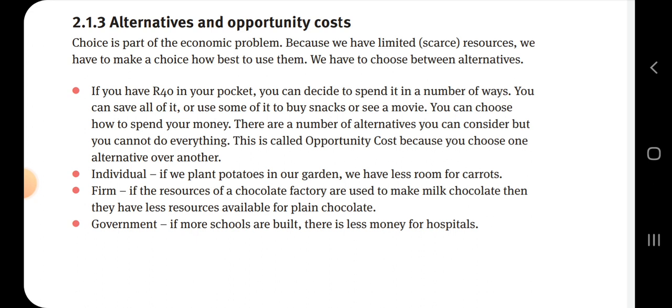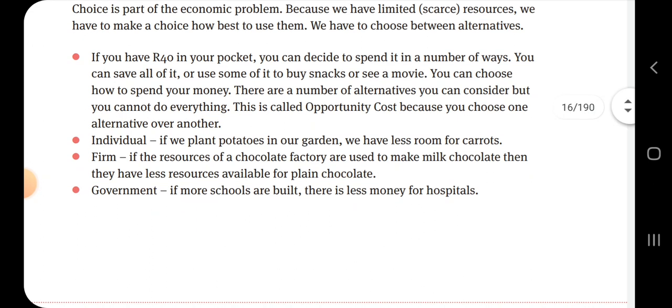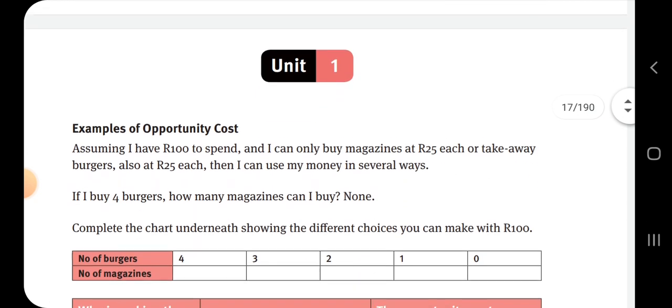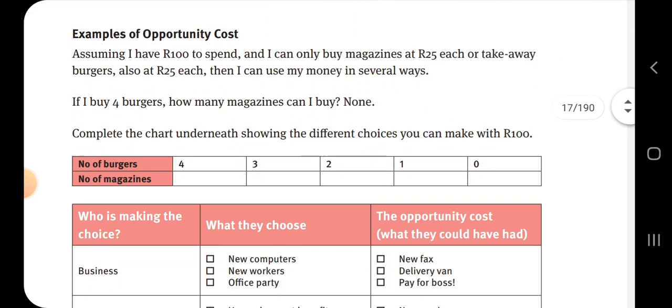You have to choose. For individuals, if we plant potatoes in our gardens, we have less room for carrots. You have a garden, you have to decide what you will plant more of. That's how individuals make decisions. And then for firms, if the resources of a chocolate factory are used to make milk chocolate, then they have less resources available for plain chocolate. And then for government, if more schools are built, there is less money for hospitals. So something will always outweigh the other. These are examples of opportunity cost.